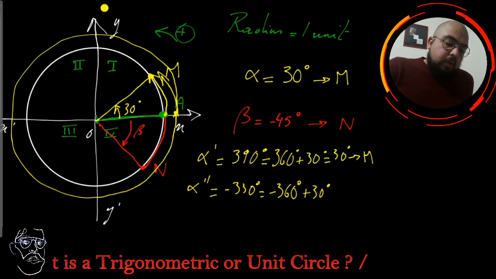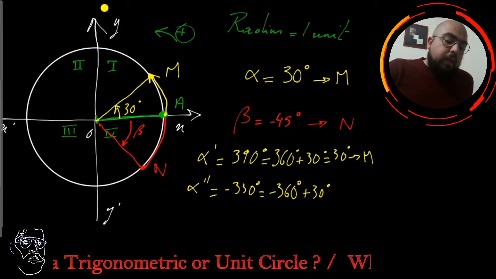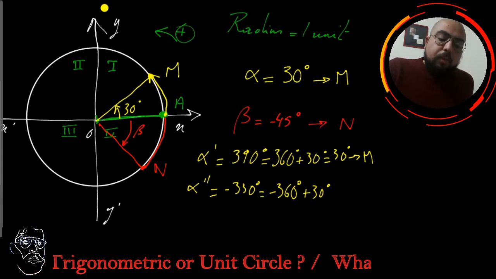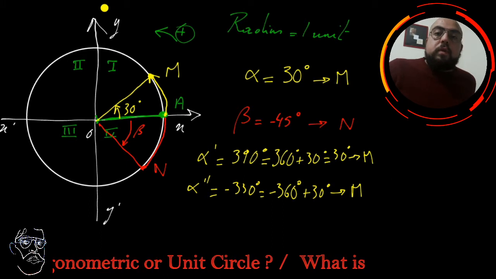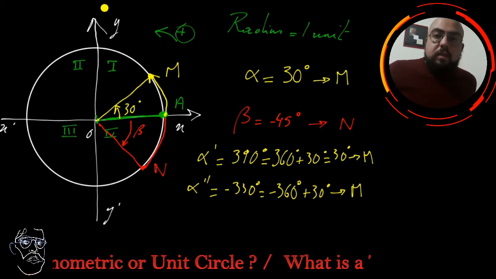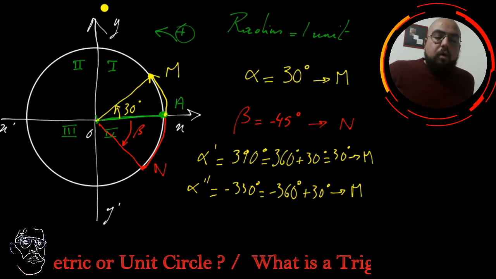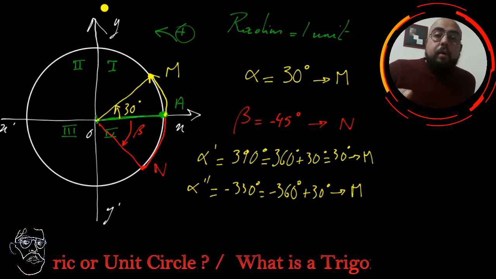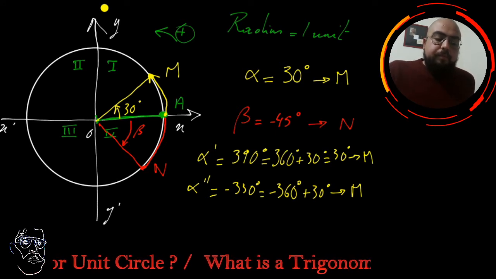So the angle which was 30 degrees is not the only and unique angle which will give me the position for point M. I can have full revolutions in the positive side and negative side and still get to the same endpoint. Of course, it's the same thing when the angle is negative, just like beta, minus 45.